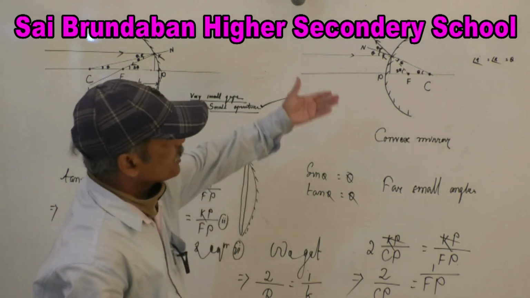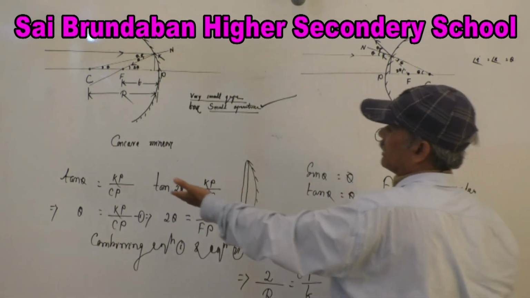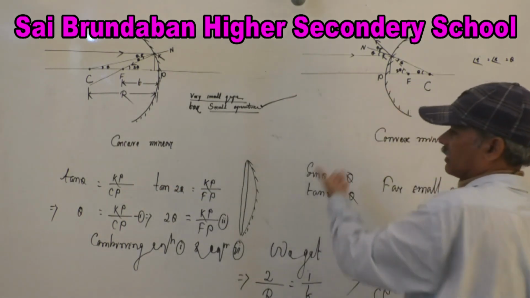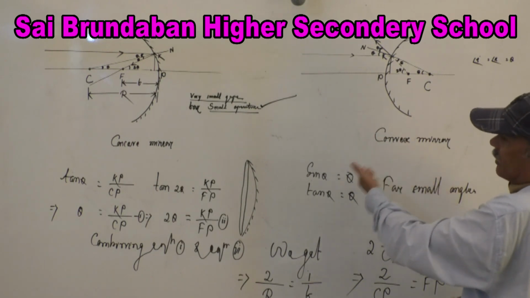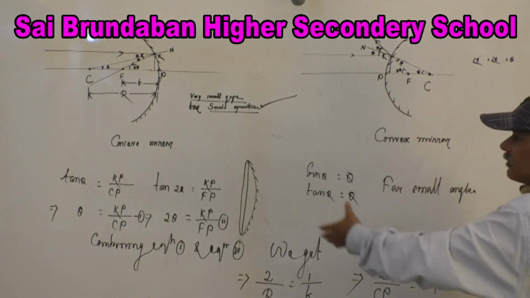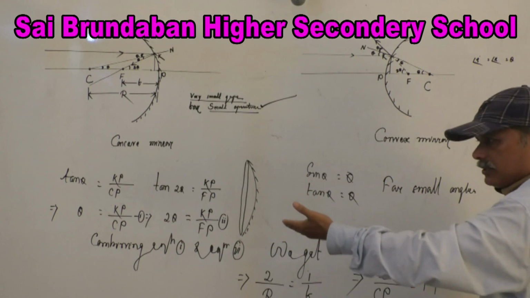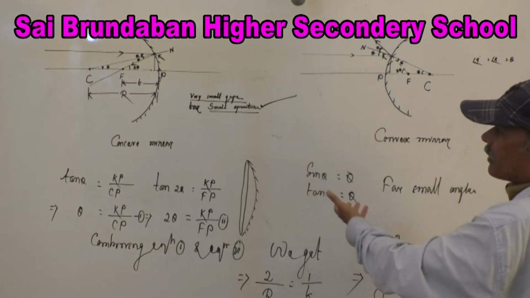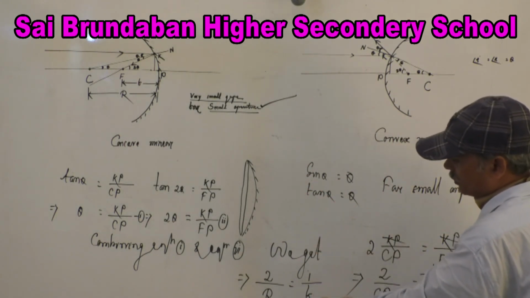In this figure also you can put this equation, tan theta, the same thing will come out from this figure, this is a convex mirror. These equations are common to both concave mirror as well as convex mirror. In both the cases, you can find the similar equations from both the mirrors. And finally we got radius of curvature is equal to twice focal length.